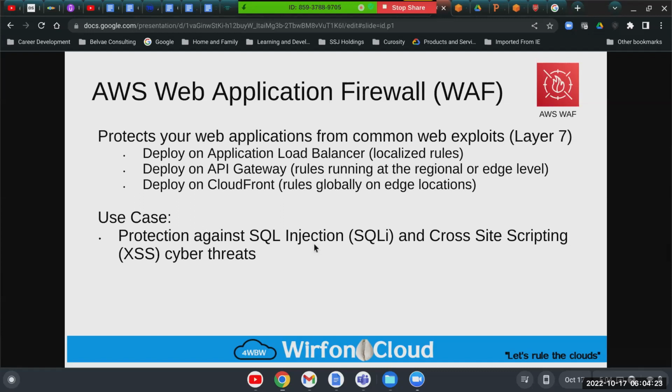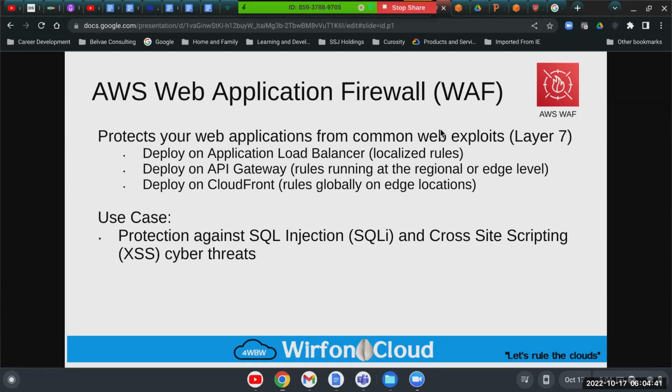it protects your web server. So it's a web application. So it really protects your web applications, and that is typically done at what is called layer 7.